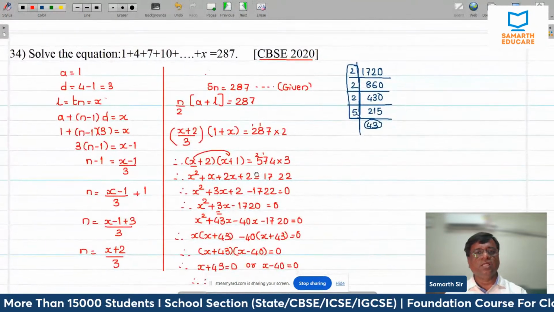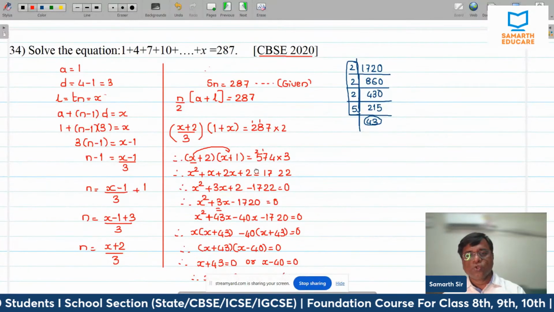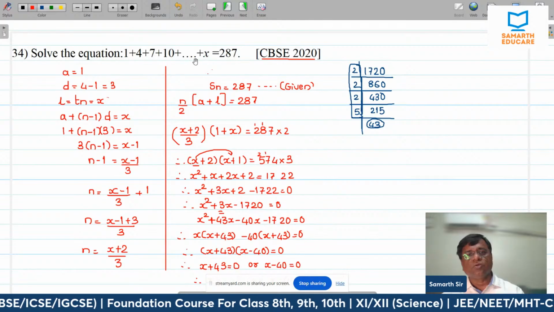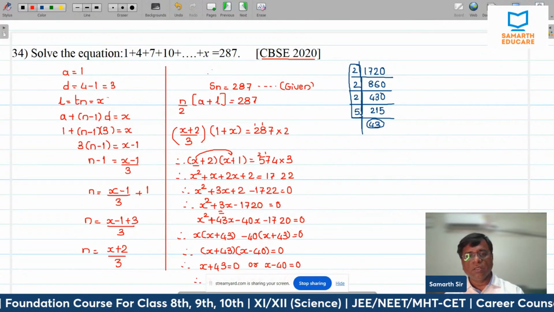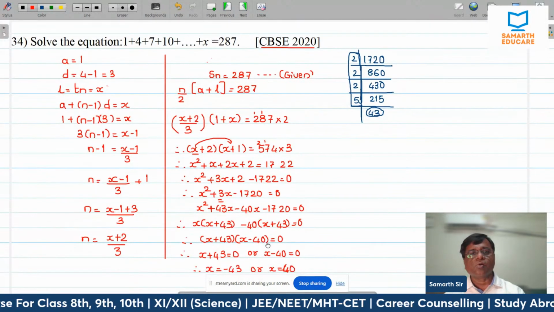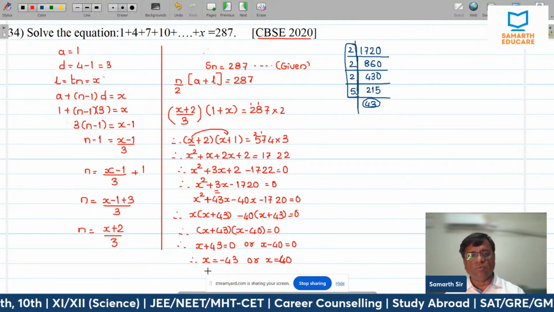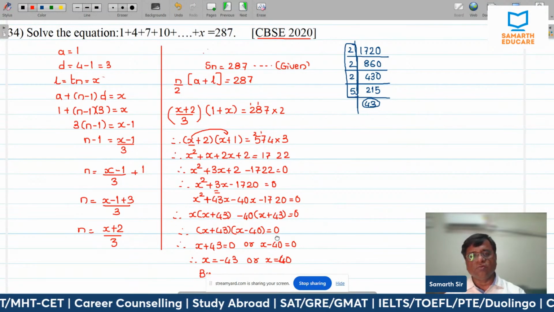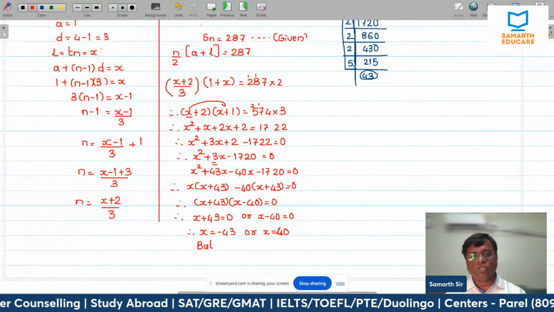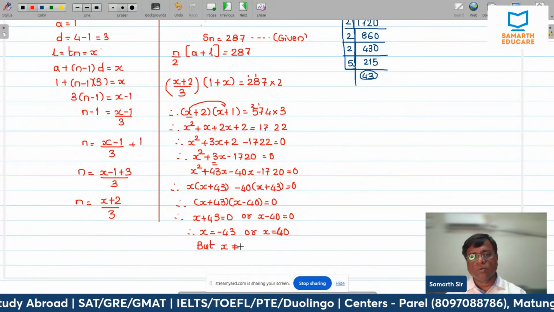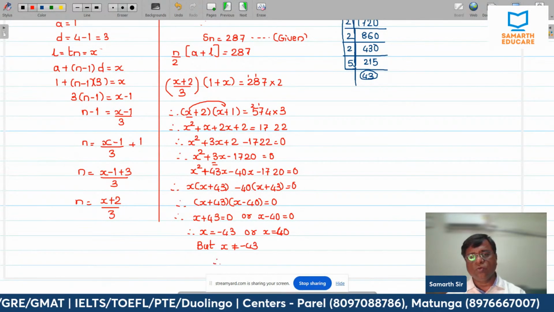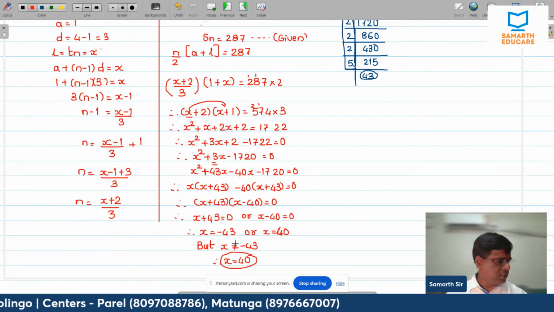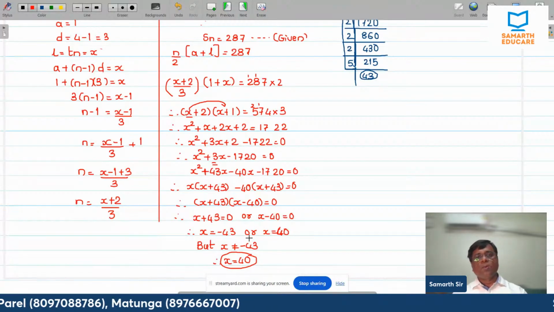Is there anything other than this that is given? So remember, the numbers are increasing. So definitely it cannot be a negative number, right? Because d is positive, so it cannot be negative. So the value which we have to consider is only one value, that is x is equal to 40. All right.